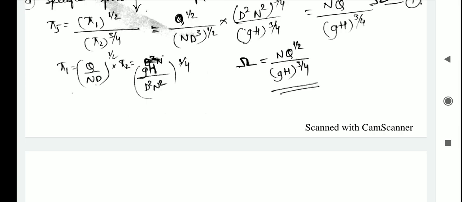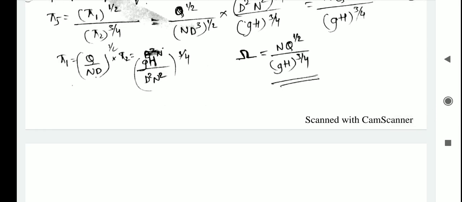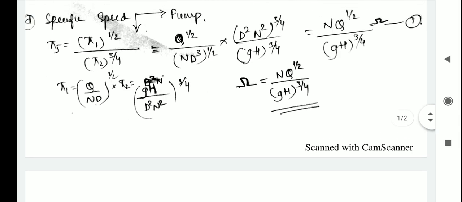Which is equal to N into Q raised to 1 by 2 divided by g H raised to 3 by 4, a dimensionless parameter. This can also be expressed as Ns is equal to N into Q raised to 1 by 2 divided by H raised to 3 by 4. It is not dimensionless and has the dimension of N, either in radians per second or rpm. So this is the equation of the specific speed of a pump. This can be defined as the speed of geometrically similar machines discharging 1 meter cubed per second of water under a head of 1 meter. Okay, this is about the specific speed of a pump.